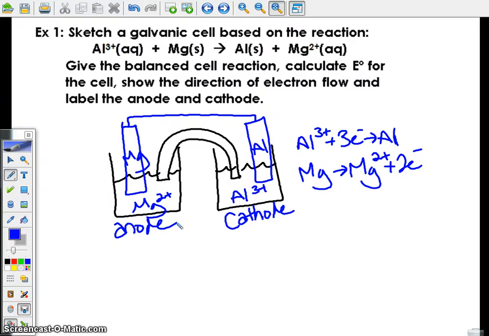And which way do the electrons flow? Anode to cathode, alphabetical order. So I need to show the flow. Okay, so I've got the electron flow, I've got the labels. The only thing I don't have is the balanced reaction and the E.